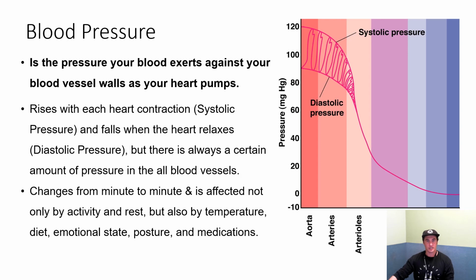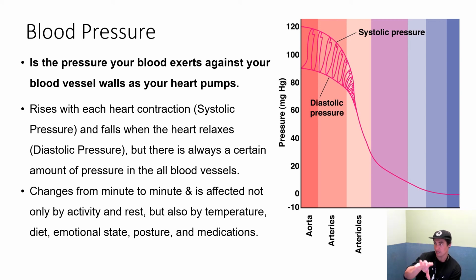Okay, blood pressure is something that we will touch on in the tutorial. Blood pressure is the amount of pressure that your blood exerts against blood vessel walls as your heart pumps. Blood pressure rises with each contraction. That's your systolic pressure. So when the heart contracts, blood comes out, pushes blood against your artery walls. That's your systolic pressure. And then blood pressure falls when your heart relaxes. That's your diastolic pressure. But there's always a certain amount of pressure in your blood vessels.